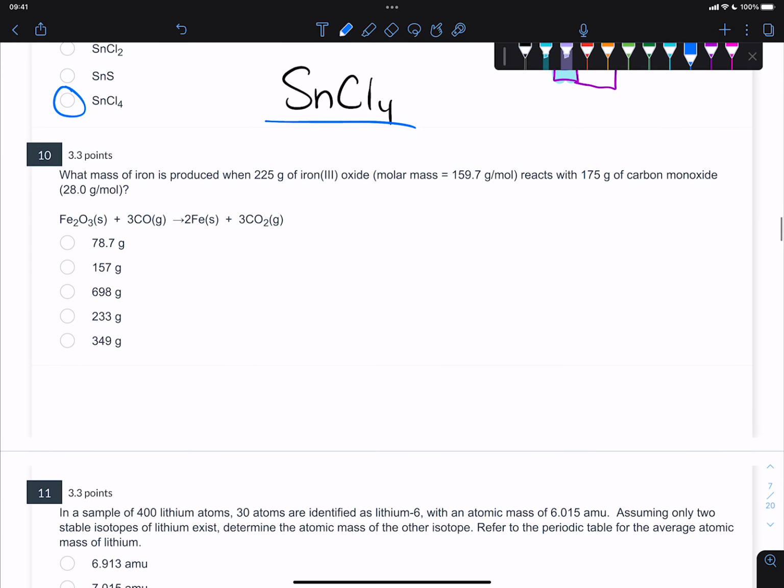And then we have a wonderful limiting reactant problem for number 10. It says, what mass of iron is produced when 225 grams of iron 3 oxide, which is this, and it's already balanced, so that's good, when 225 grams of iron 3 oxide, you're given the molar mass, react with 175 grams of carbon monoxide. This is a limiting reactant problem.